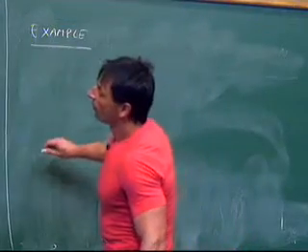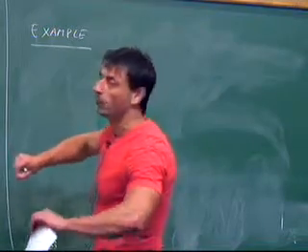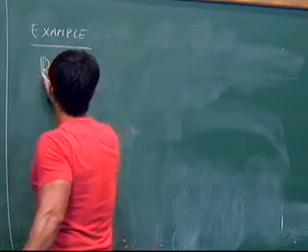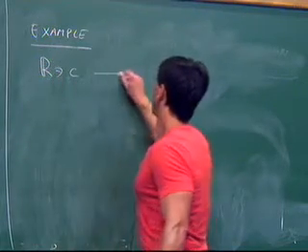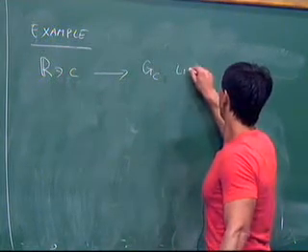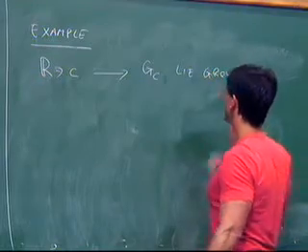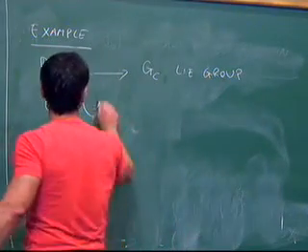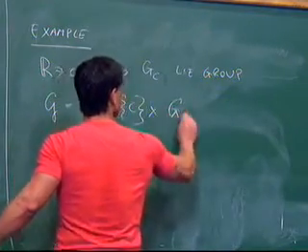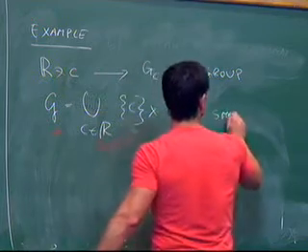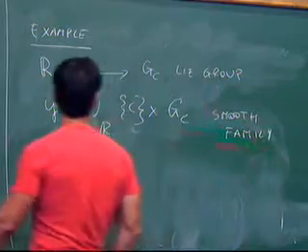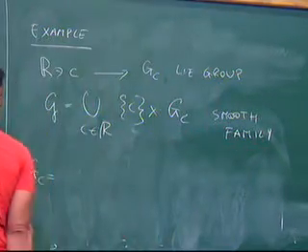Okay, now I'll describe for you a smooth family of Lie groups parameterized by R. To each C in R, I will associate a Lie group G_C, with the property that if I define G to be the union over all C's of {C} times G_C, this is a smooth family of Lie groups. Well, G_C is defined in this way.